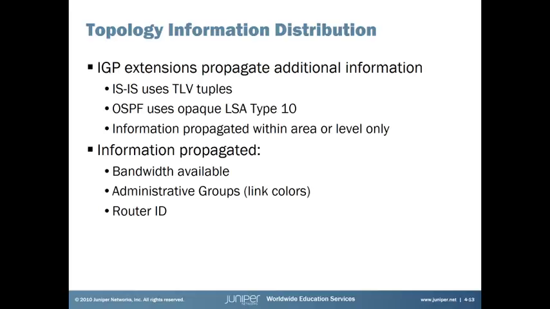So maybe you'd give those links a particular color because of the reliability factor that we're getting with them. And then what you get to do with your constraint shortest path first is say, well, I want this path to take my red links, or I want it to take my blue links, or I want it not to take my red links, or not to take my blue links, or it has to take all my silver links, or none of my silver links. So you get to specify these kinds of constraints when you're building your label switched path.